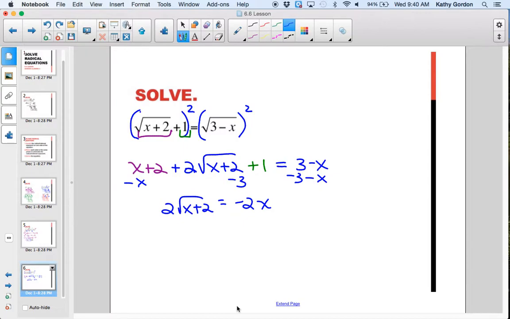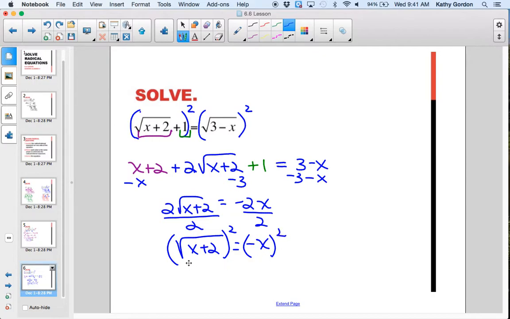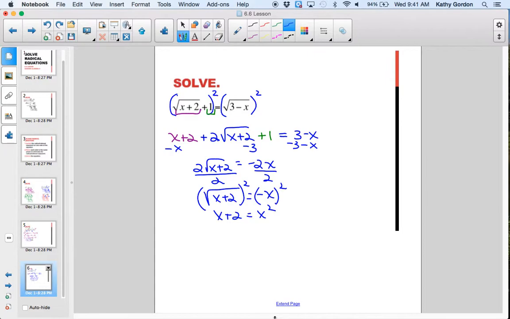Okay, then what? Divide by 2 first to isolate the radical. So now we're talking about the square root of x plus 2 being equal to a negative x. Square both sides. So that's going to be x plus 2 equals x squared. Then what? Make one side 0. Okay, so now we can see I'm dealing with a quadratic, so we're going to get everything on one side equal to 0. Since x squared is already positive, I'm going to move it all to that side.